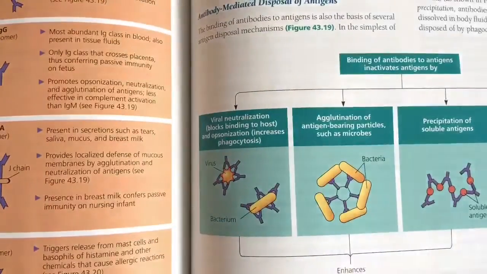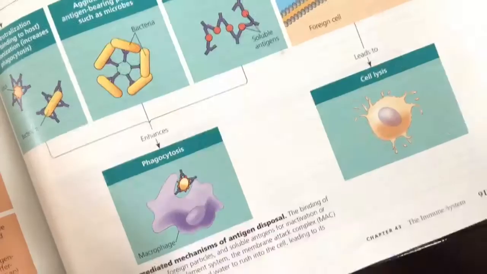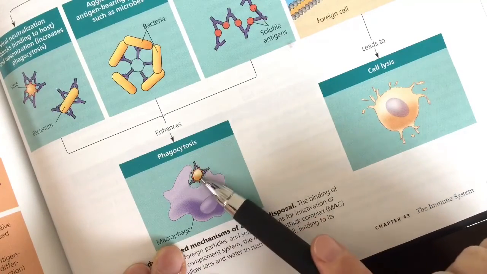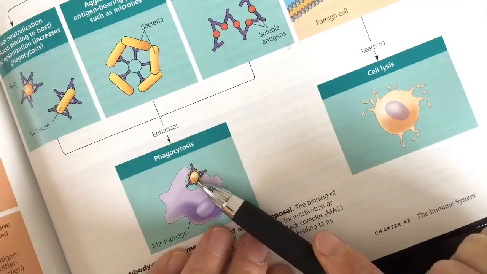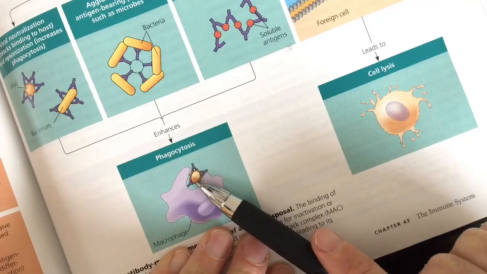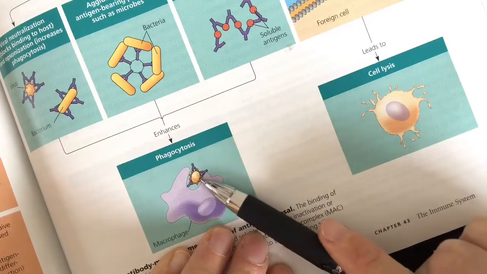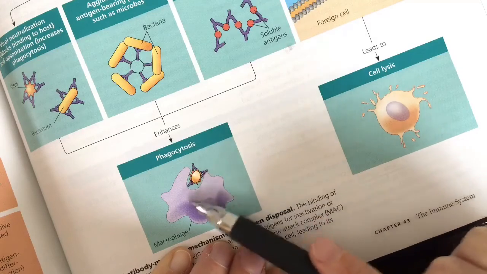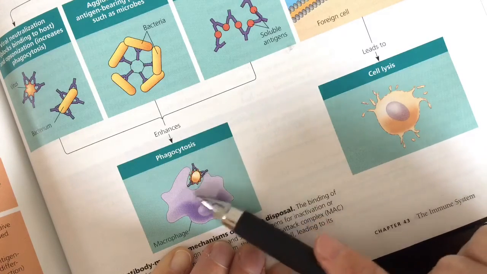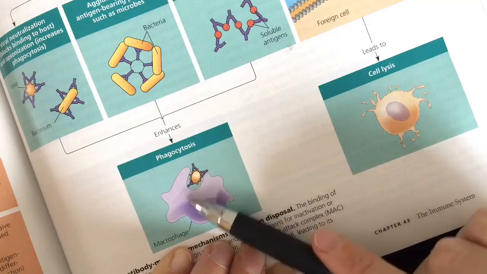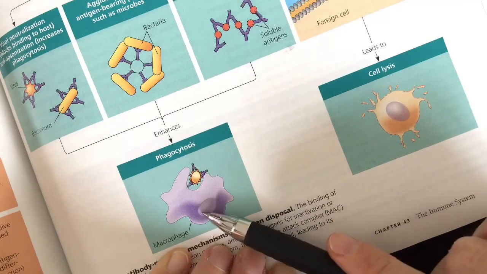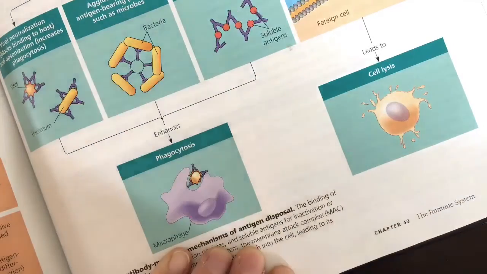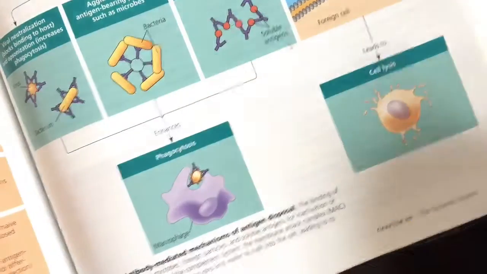And so that's what they can do. If we look here, the macrophage is engulfing that antibody-surrounded bacteria, and the antibodies aid that by binding to the macrophage, which engulfs it through phagocytosis and digests it. So antibodies are important to, remember, promote phagocytosis. Okay.